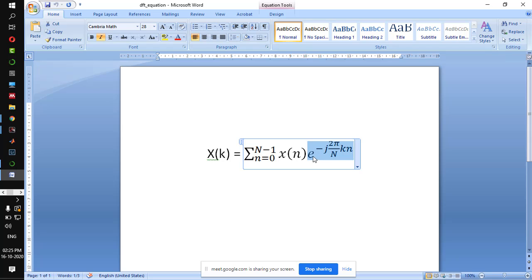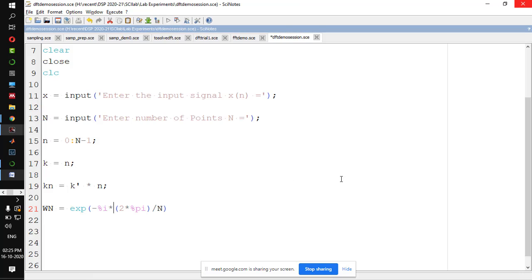So this twiddle factor has to be taken in power of x of n, right? So it is W_N power kn. So this kn has to go above this W_N, right? So ultimately I get a matrix W is equal to W_N dot power kn. I'll tell you what this dot power is, but for the time being, W is now a matrix.